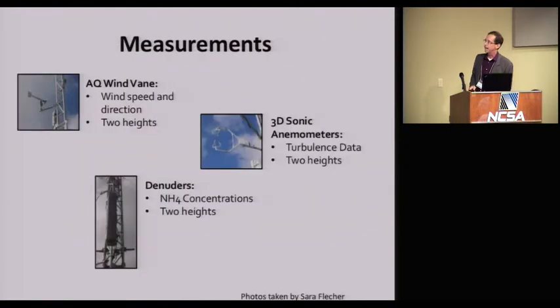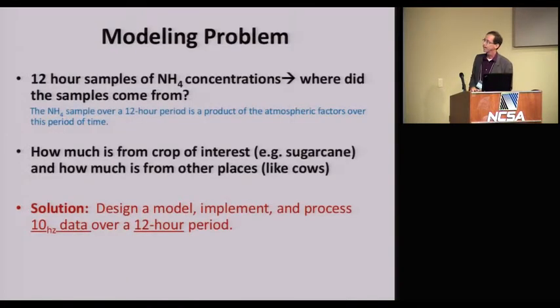The instruments that they have there: a wind vane, 2 different heights, and 3D sonic anemometers, 2 heights, and the denuders. I didn't know what a denuder was until I started working with April. I thought it meant other things, but it's ammonia, 2 heights there as well. Okay? Expensive to do the ammonia stuff. Ammonia samples over a 12-hour period, and we know that during that 12-hour period, the air packets are coming from different locations, and so we want to know where they're coming from.